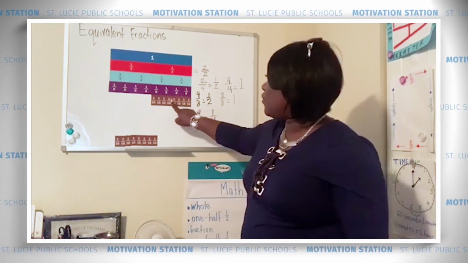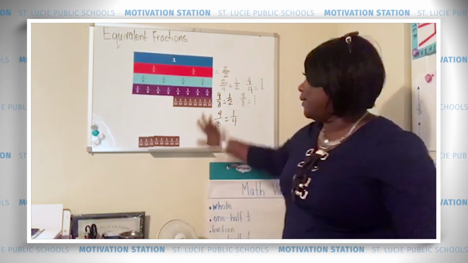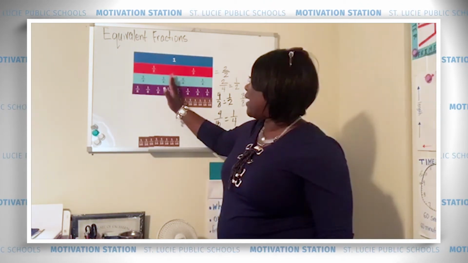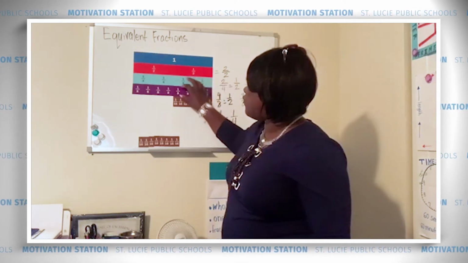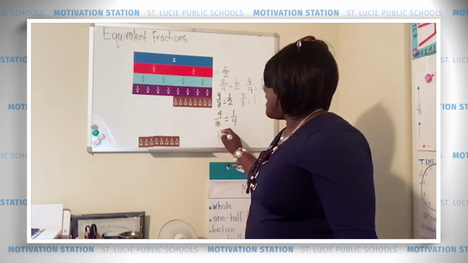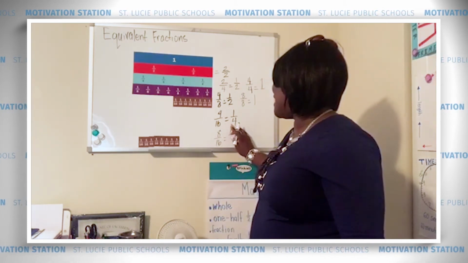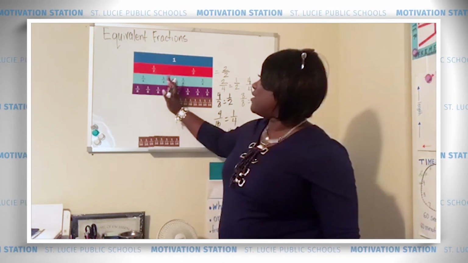One, 2, 3, 4, 5, 6, 7, 8. I have 8/16 up here, and I'm going to use my eyes to draw that imaginary line. I see that 8/16 is equivalent to 4/8. 8/16 has the same amount of space as 4/8. Drawing my imaginary line up.